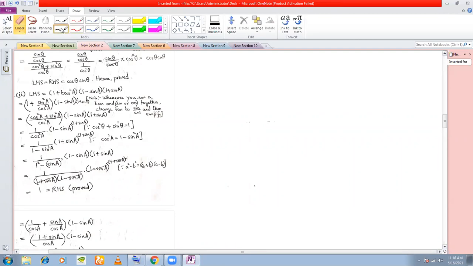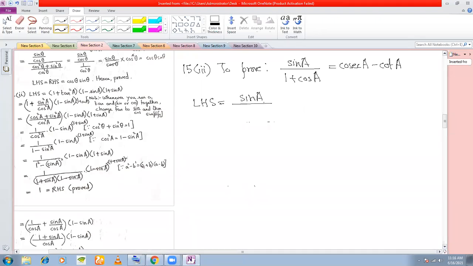15.3. To prove: sin A by (1 plus cos A) is equal to cosec A minus cot A. If you need me to explain any other sum from these notes, or from any other textbook, let me know. Fine. So we start from the left hand side: sin A by 1 plus cos A.